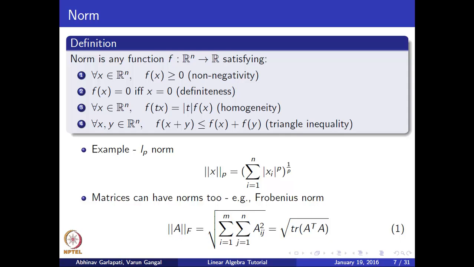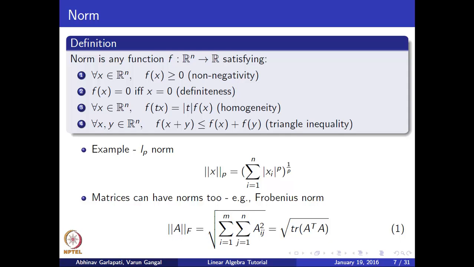Now let's have a look at the definition of a norm. So intuitively, a norm is a measure of the length of a vector or its magnitude. It's a function from this vector space, which mostly happens to be R^n, where n is the dimension of a vector, to the space of real numbers R. So for a function to be a norm, it should satisfy the 4 conditions which we have given here.